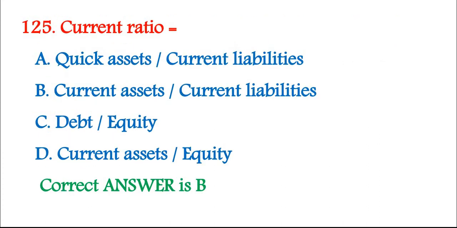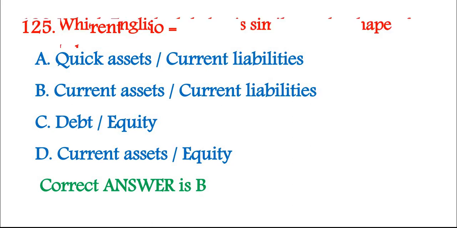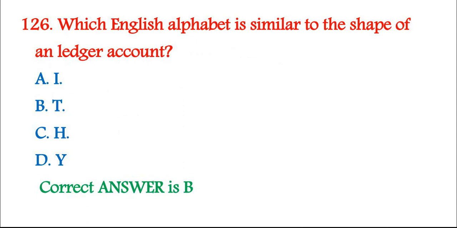125. Current ratio equals A. Quick assets / current liabilities. B. Current assets / current liabilities. C. Debt / equity. D. Current assets / equity. Correct answer is B. 126. Which English alphabet is similar to the shape of a ledger account? A. I. B. T. C. H. D. Y. Correct answer is B.